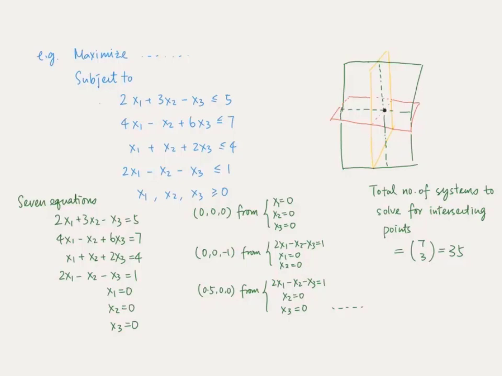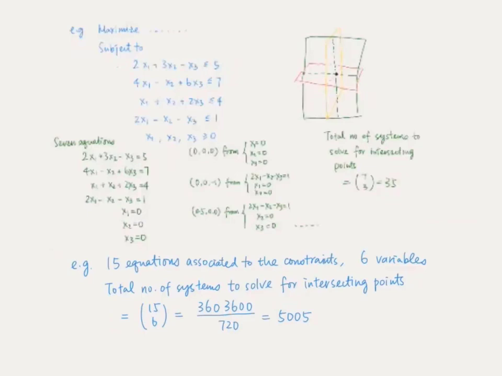It may happen that there is no solution for a particular system, which happens when some planes are parallel. So at most, we get 35 vertices. Among these vertices, we check whether they belong to the feasible region, and if yes, we compare their output values and identify the optimal solution. It sounds time-consuming.